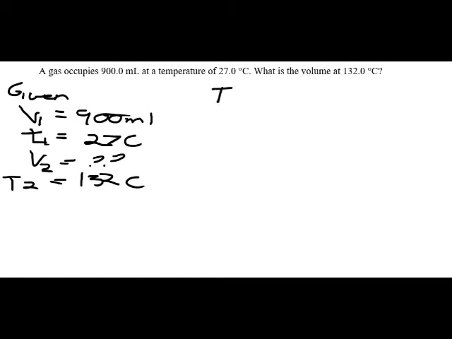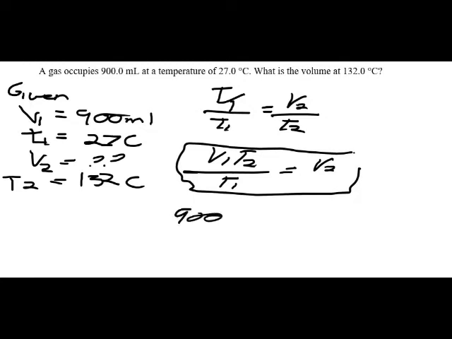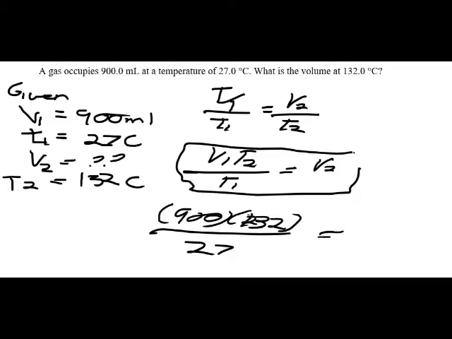Okay, let's set up the equation. V1 divided by T1 equals V2 divided by T2. So V2 equals V1 T2 over T1. This is the equation that we're going to use. And then let's substitute all the values. So 900 times 132 divided by 27 equals V2.